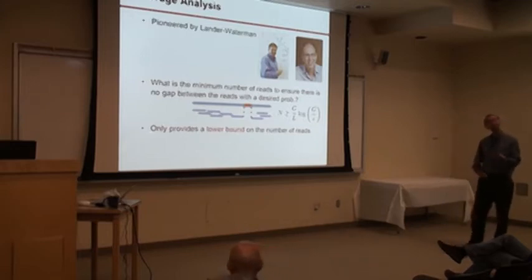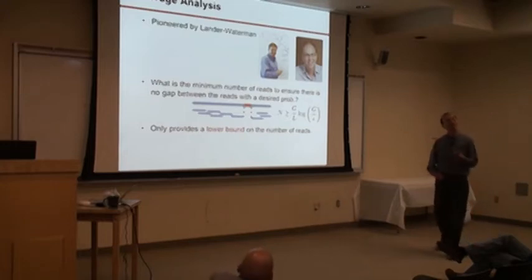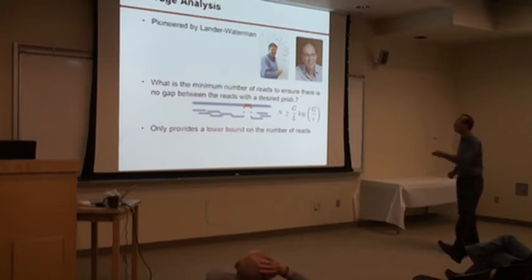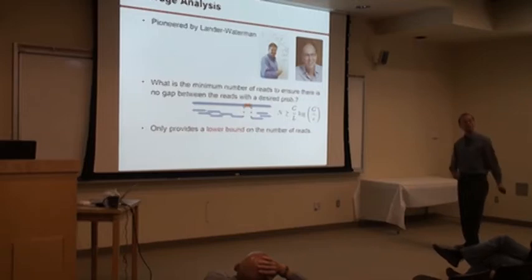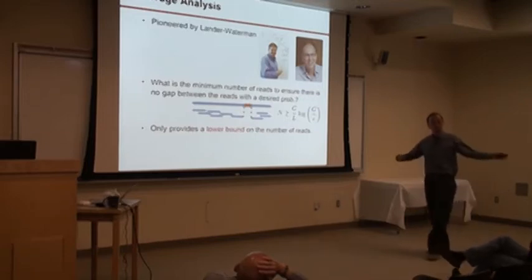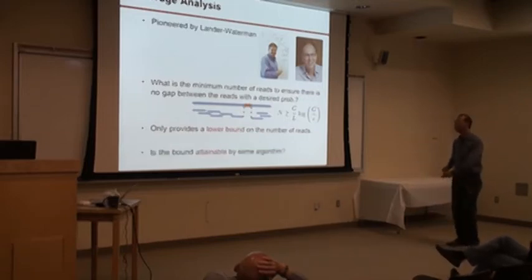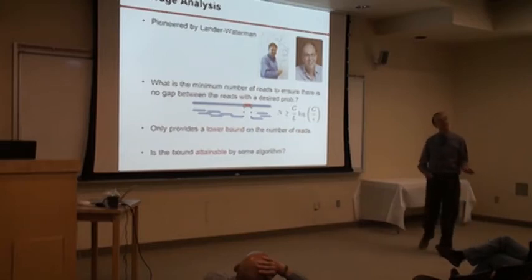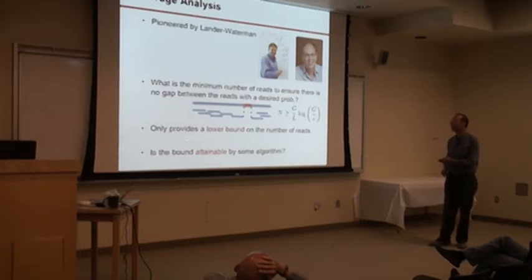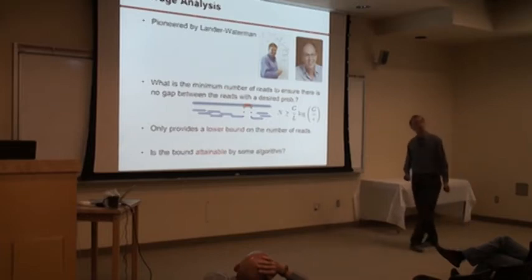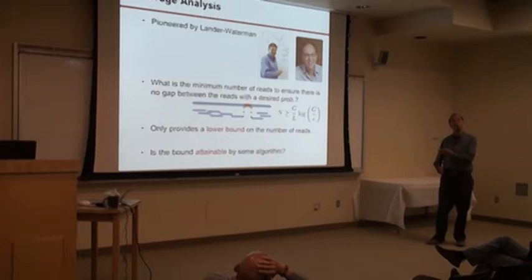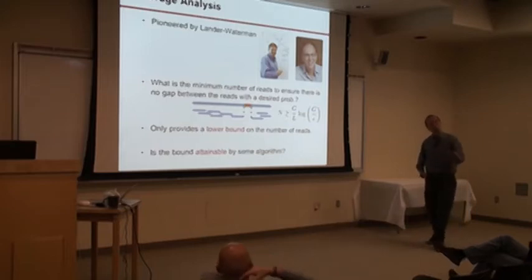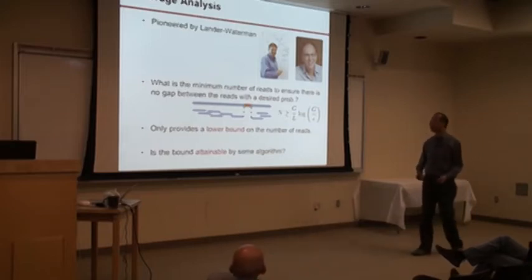If you want to reconstruct the sequence, then at least you want to be able to cover the sequence. If you can't cover the sequence, you cannot reconstruct. So this number N, or this G over L log, it's really a lower bound on the number of reads. We all agree on that. But what I'm interested in is, is this bound tight? In other words, is there actually some algorithm that can attain this lower bound? Or is this lower bound loose, and thereby we should get a better lower bound? We don't know the answer to that question, and that's what we want to investigate.